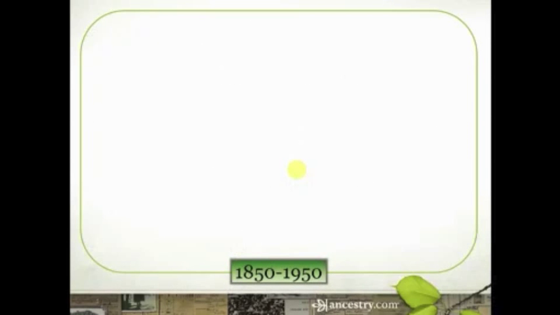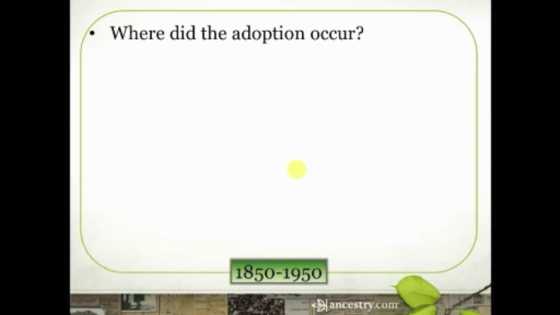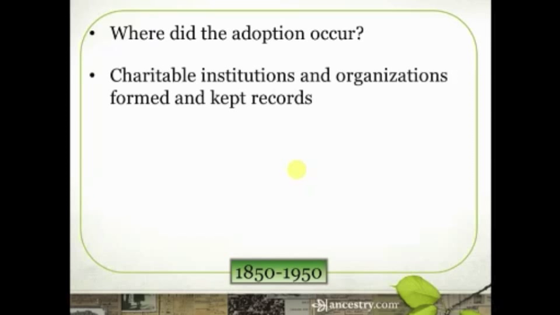Okay, let's now look at that middle period of time, starting in about the mid-1800s and going through to about the mid-1900s before closed adoption laws had rolled through most of the United States. You're still going to need to know where that adoption occurred. That becomes important, again, because the laws changed over time. Also because over time, starting in about the mid-1800s, there were a lot of charitable institutions and organizations that were formed to deal not just with adoptions, but orphans, abandoned children, abused children, lots of different kinds of organizations.